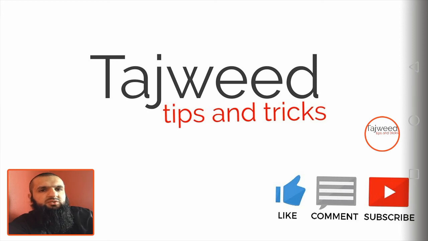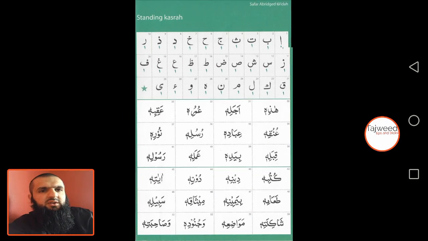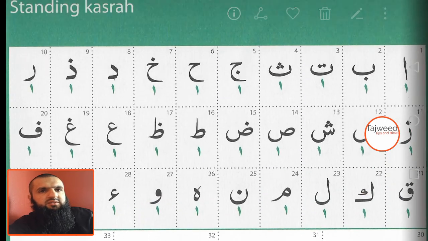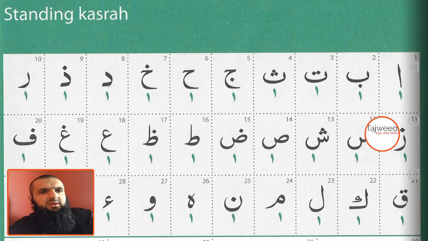Today we're looking at page 28 of the Safar Abridged Qaidah, which is the standing kasrah. It's this symbol, the little line underneath all of these letters that we see here. It's essentially the same sound as we had on page 25, where you have the kasrah followed by a joining ya, so it's the e stretch. This is just another way of writing it.